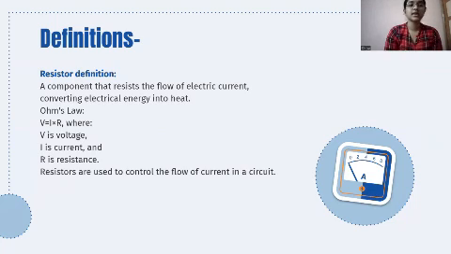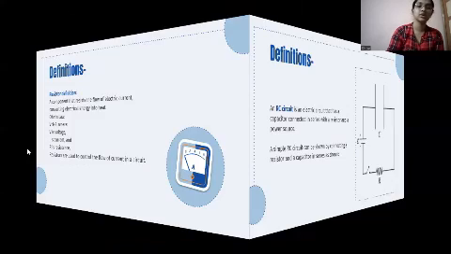A resistor is a component that resists the flow of electric current, converting electrical energy into heat, and the voltage across the resistor can be given by Ohm's law, which states that voltage is equal to current into resistance. Resistors are used to control the flow of current in a circuit.